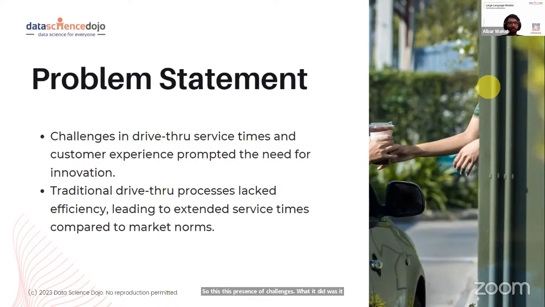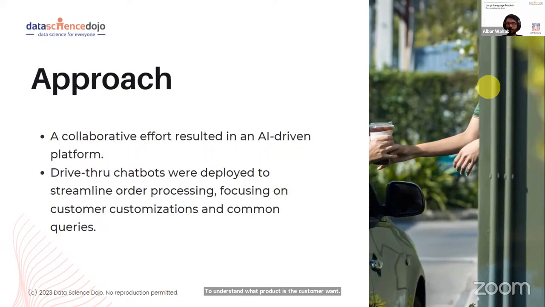So there's a fast food company that actually made use of generative AI to enhance the entire process. The original process lacked efficiency. It might take a really long time to understand what product the customer wants and to actually get it to them. So what they did was they made use of an AI-driven platform to generate a drive-through chatbot. And the entire purpose of that was to streamline the order processing.